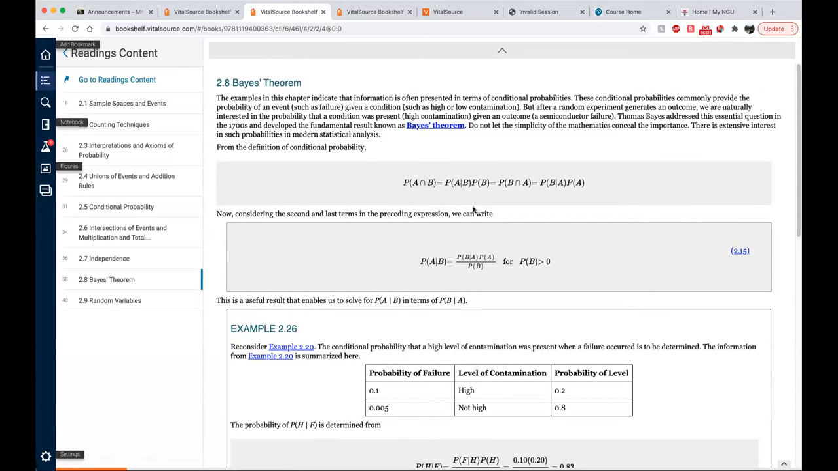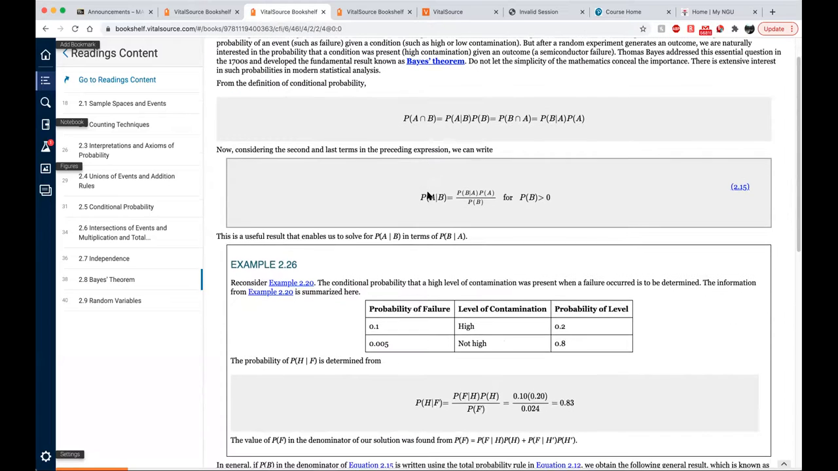All right, in this video, I'm going to cover section 2.8, Bayes' theorem. So the point is this: starting from the probability of the intersection of two events A and B, we learned that this probability can be expressed in terms of conditional probability, right? So P(A|B) times P(B), or P(B|A) times P(A).